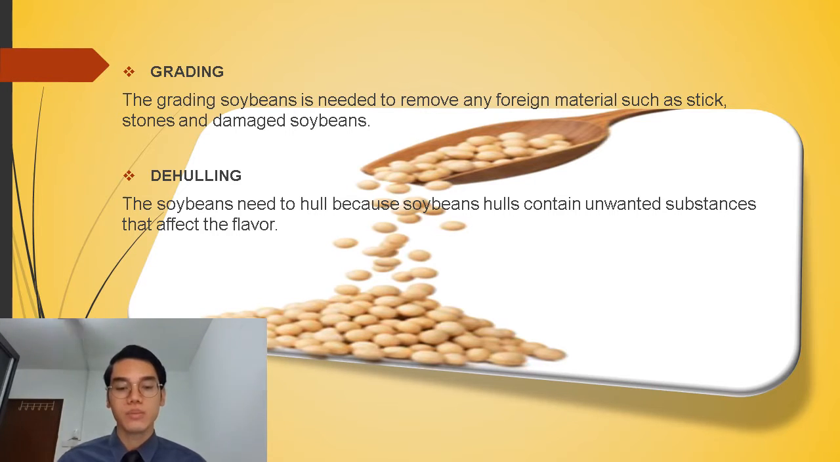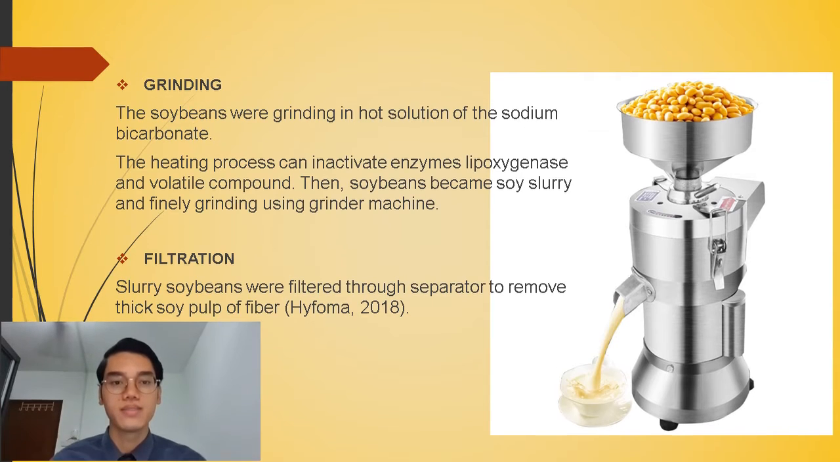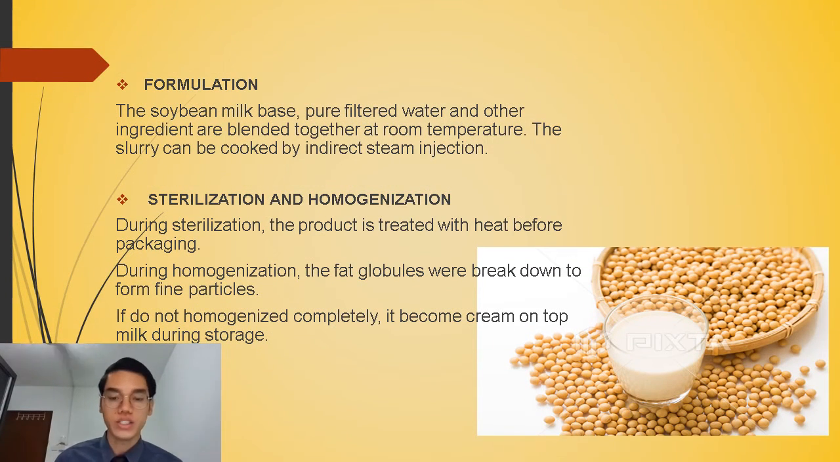Next is dehulling, because soybean hulls contain unwanted substances that can affect the flavor. Next is grinding. The soybeans will be ground in a hot solution of sodium bicarbonate. And next is filtration, to filter the slurry of soybeans through a separator to remove thick soy pulp from the fiber. Then the formulation: the soybean milk base, pure filtered water, and other ingredients are blended together at room temperature.